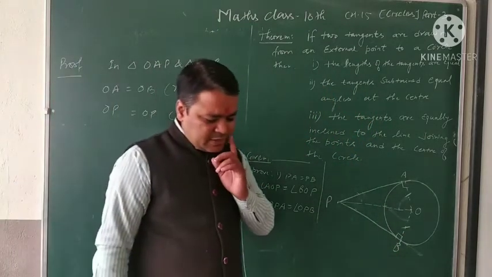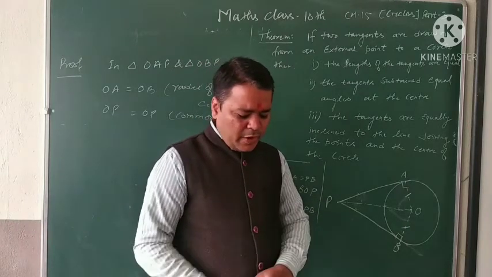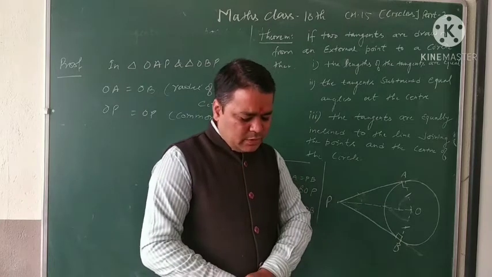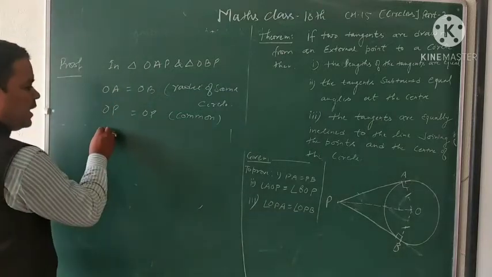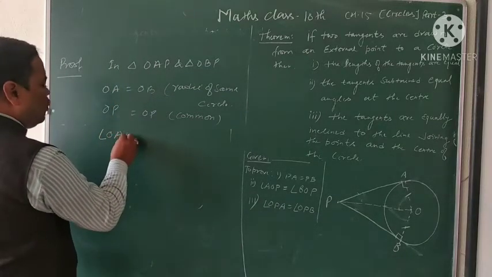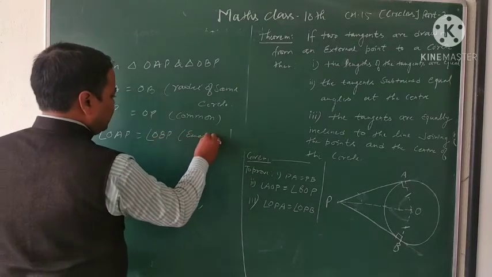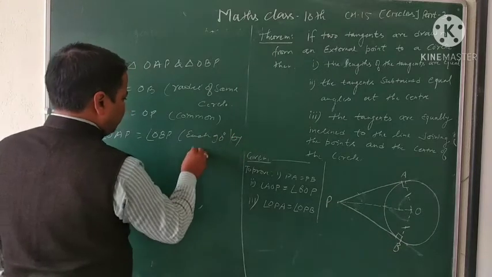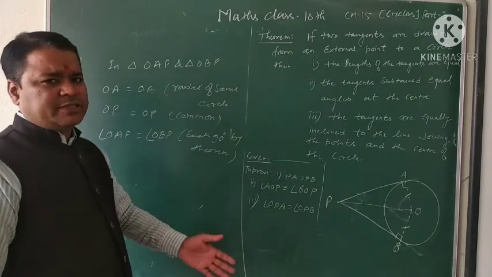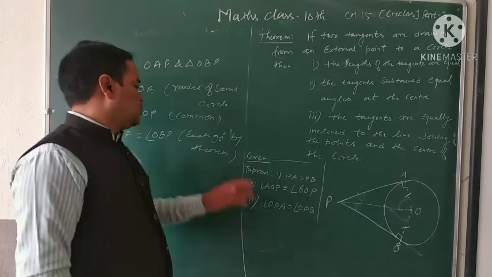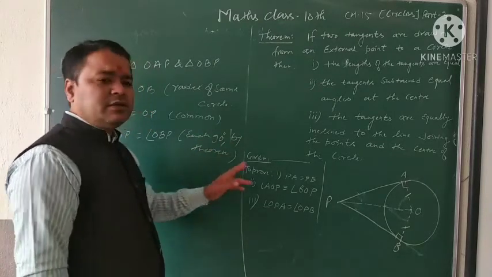And what is the reason behind this? The reason is that the tangent at any point of a circle is perpendicular to the radius through the point of contact. So here we can write angle OAP is equal to angle OBP, each 90 degrees. If you know the statement, you can write the statement, that will be the best. But it may be too far yet, so here you should write each 90 degrees, with the reason.